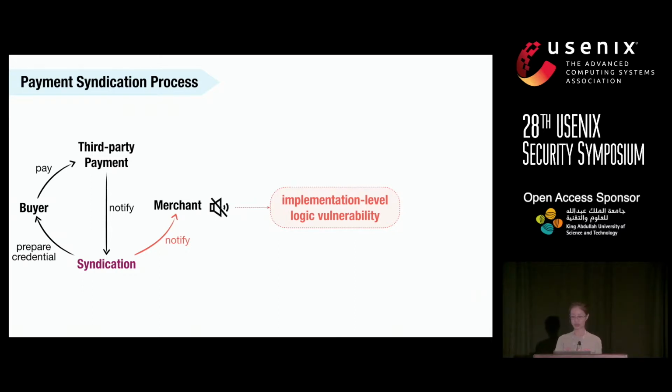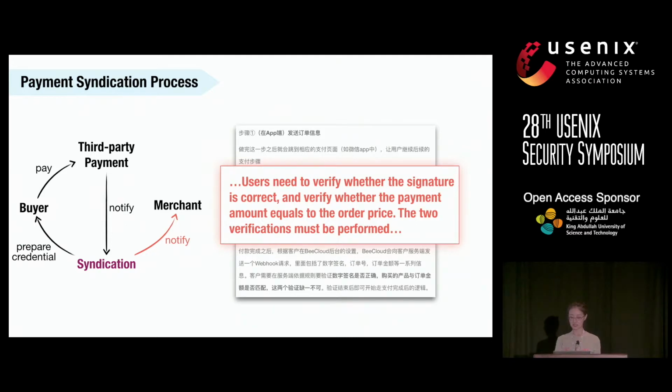Because while using a syndication payment service, it is easy to understand that the merchant developers will develop only by following the syndication's guidance. So for the syndication, a simple way to inform the merchant developers of the security requirement is to document it in their developer guidance. For example, as the screenshot shows, there is a security requirement description in the syndication's developer guides. Users need to verify whether the signature is correct and verify the payment amount equals the order price. The two verifications must be performed.